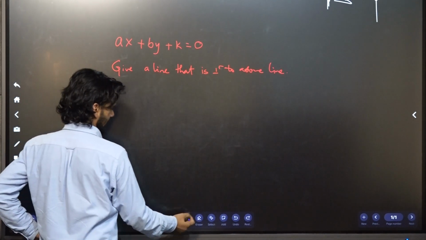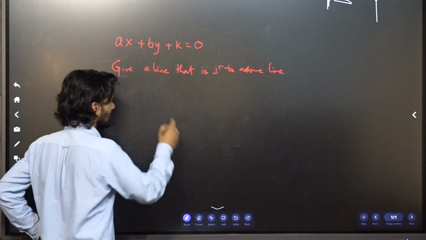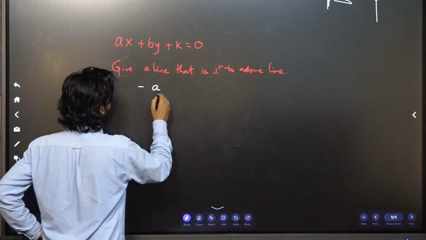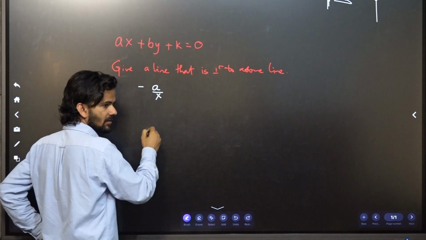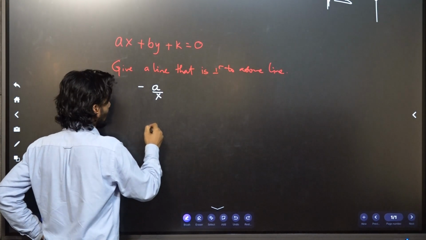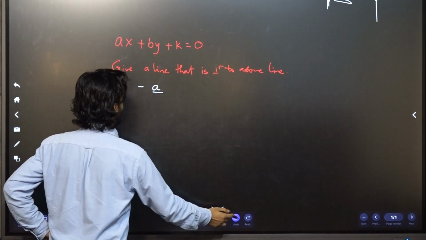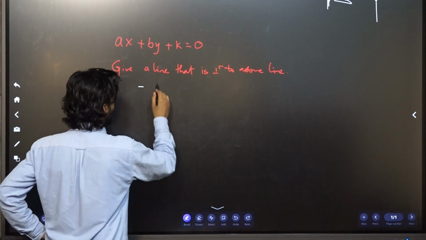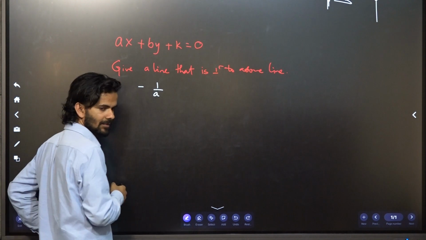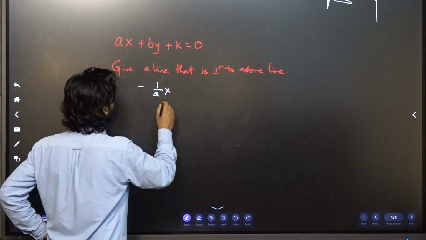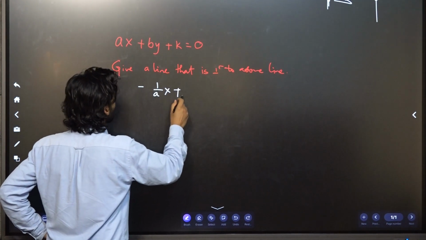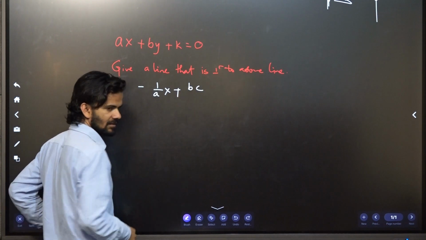Let's write down. What did you say? Minus a divided by x? No, minus 1 divided by a. Minus 1 divided by a, x. Plus b, y.